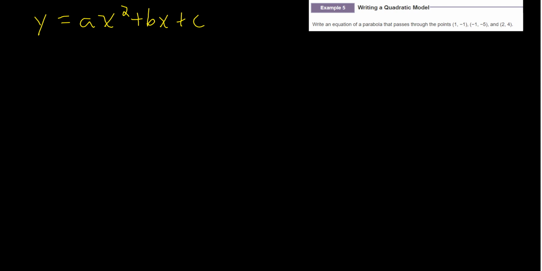So my first point is (1, -1). The positive one corresponds with the x, and the negative one corresponds with the y. And so it's as easy as you think it is. So we're going to say, and we're just going to, well, we'll start off right now writing it kind of backwards.